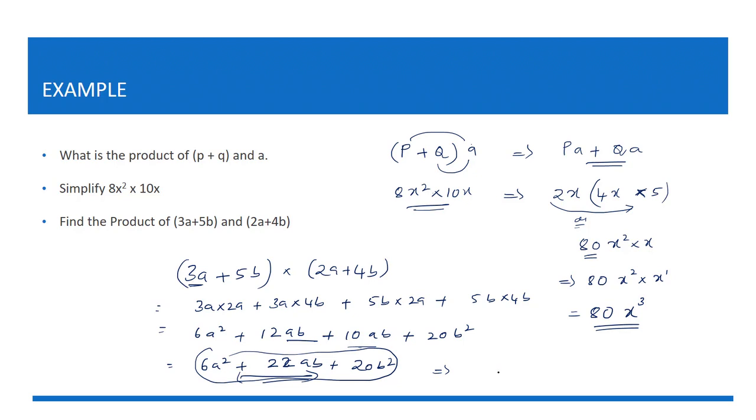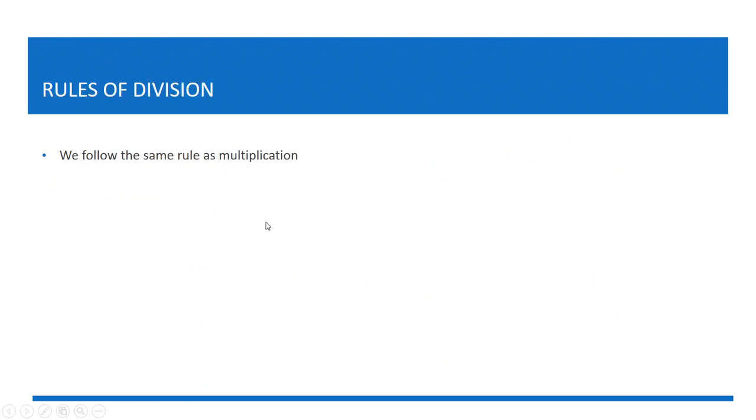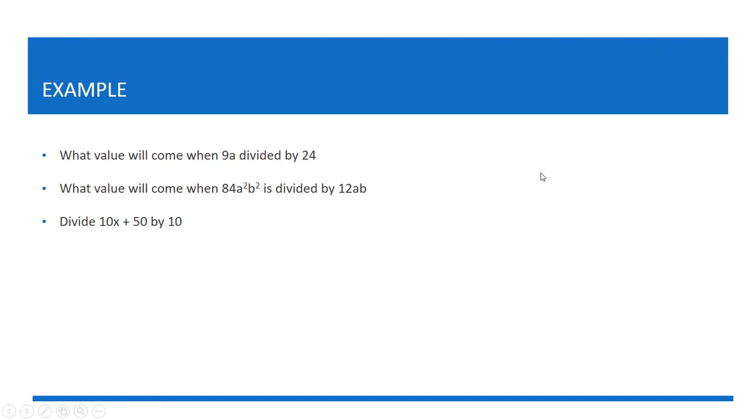The answer you are going to get is 6a square plus 20b square plus 22ab. These kinds of questions they will ask, so that you can easily solve, right? Let us check for the division. We are going to follow the same rule as multiplication. Let me check with an example.